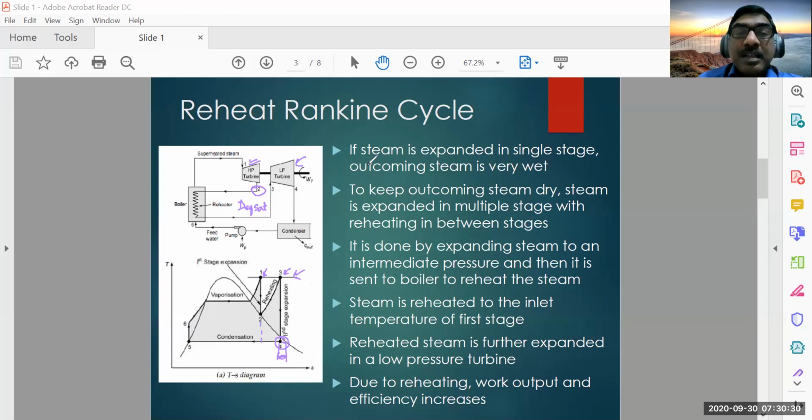You can see here, if the steam is expanded in a single stage, the outcoming steam is very, very wet, right? So what will happen if the steam is wet? The moisture particles will be colliding with the turbine blades and other parts of the turbine, and it will be damaging. So to keep the outcoming steam dry, the steam is expanded in multiple stages with reheating in between the stages.